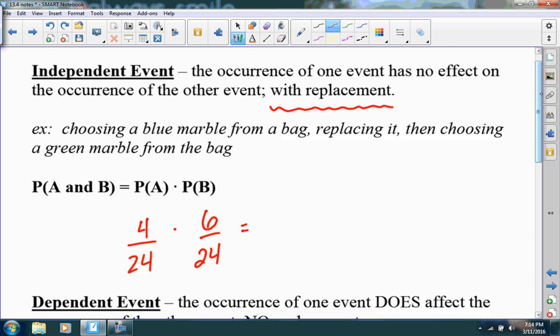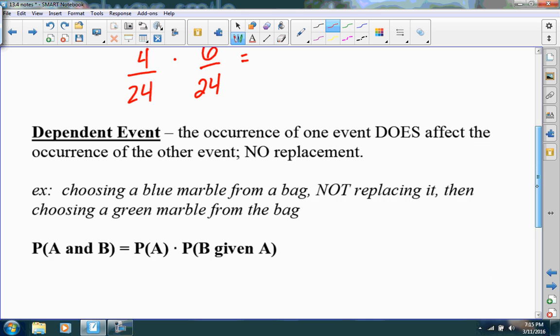But just remember that an independent event means that the events are independent. They have no effect on each other, and that's because you're replacing whatever you're choosing. If it's the little Scrabble tiles from a bag, or marbles, or M&Ms, or socks from a drawer, whatever. You're choosing one, putting it back, and then choosing again.